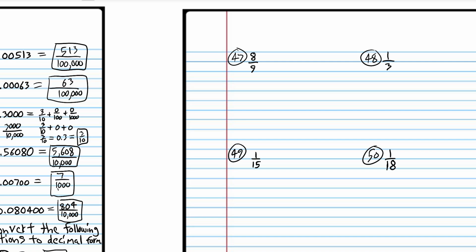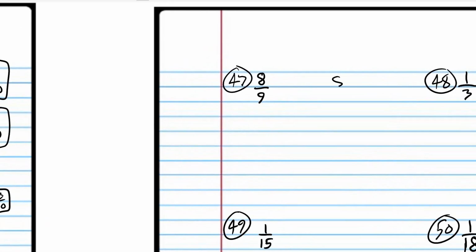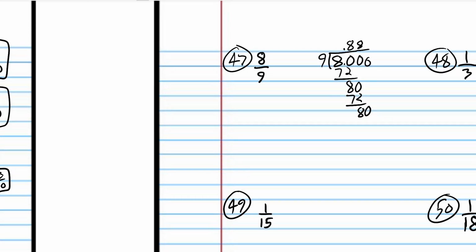All right, 47. 8 divided by 9. 9 doesn't go into 8, so add a 0. 9 goes in 8 times. 9 times 8 is 72. 80 minus 72 is 8. Bring down a 0. 9 goes in 8 times, 72. We're getting the same remainder every time, so it's just a bunch of 8s. So bring your decimal straight up. 0.8, it goes on forever, so we say 0.8 bar.